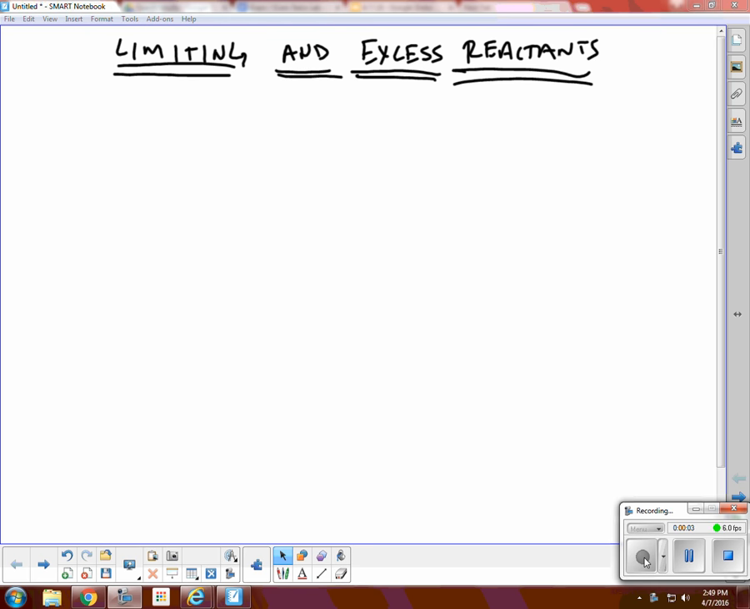Okay, guys, this is the last topic of our unit, our stoichiometry unit, which we've so far talked about moles to grams, grams to grams, conversions, balancing equations. This is the last topic.